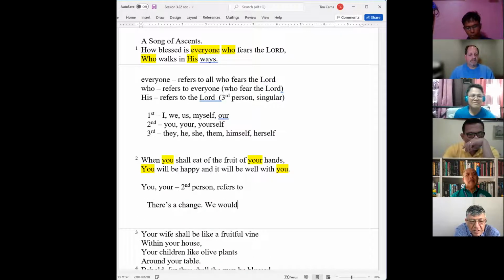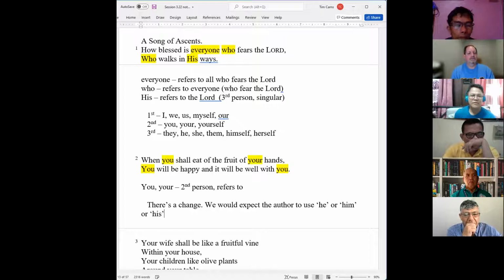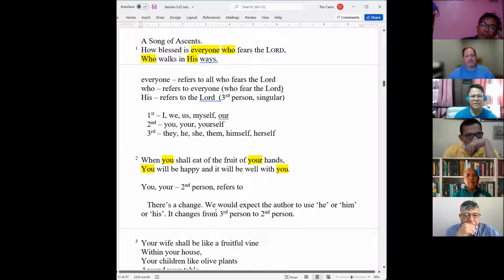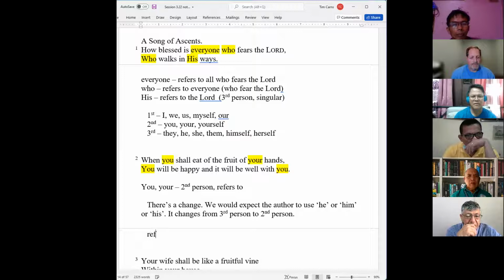We would expect the author to use he or him, or his. But notice he changes it to you. It changes from third person to second person. Why do you think the author did that? Nor, you can answer, or if anybody else has an idea. He's referring to the reader. Referring to whom? To the reader of the psalm.